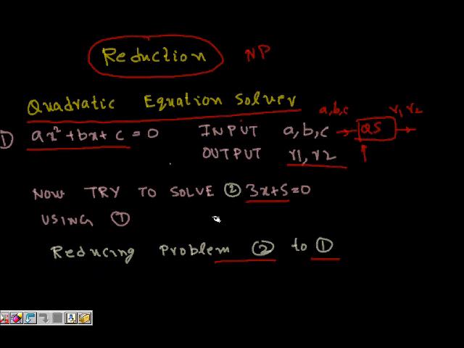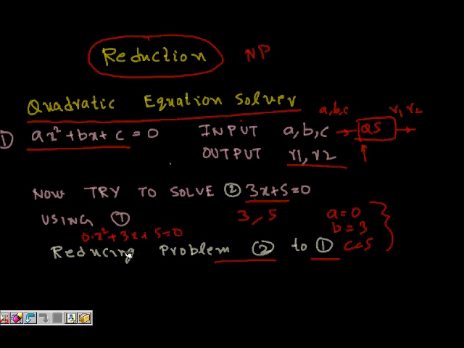And the answer is yes, we can, because the only thing is we have to transform the input. What is the input of this? Its inputs are 3, which is the coefficient for x, and the constant 5. And we have to transform this input to the input for the quadratic equation. So what will be the transformation, or mapping, or reduction? A is equal to 0, because this does not have an x square coefficient. I can write this linear equation as 0 into x square plus 3x plus 5 is equal to 0. A is equal to 0, b will be equal to 3 and c will be equal to 5. Now you will get the answer for your linear equation.